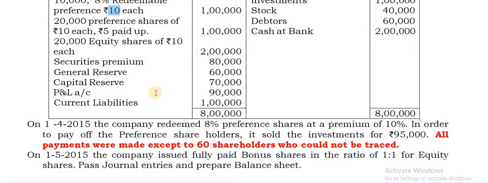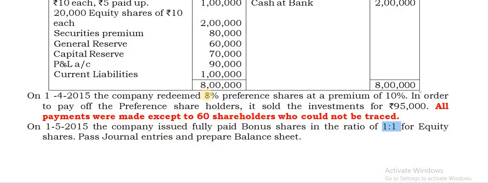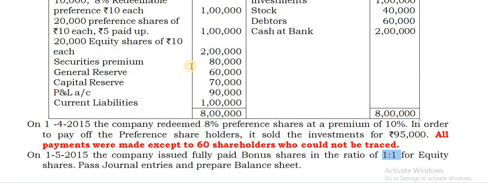So 660 it becomes. Then again that is shown in the balance sheet on the liability side under the head other non-current liabilities. And on 1/5/15 the company issued fully paid bonus shares in the ratio of 1:1 for equity shares. So against equity shares, they are issuing in a 1:1 ratio. Here new shares are not issued, fresh shares are not issued. So you have to consider only the old shares.